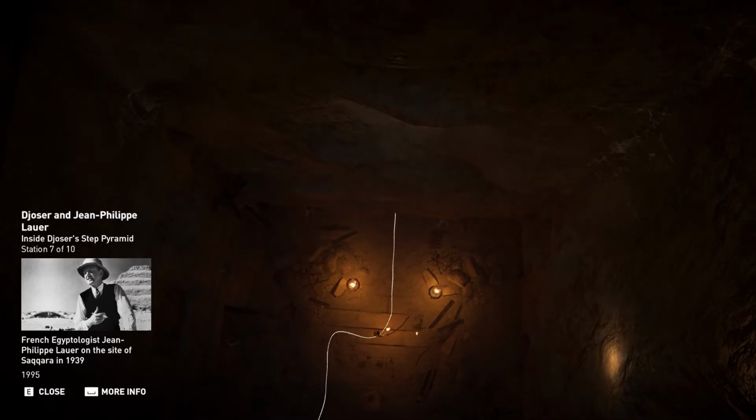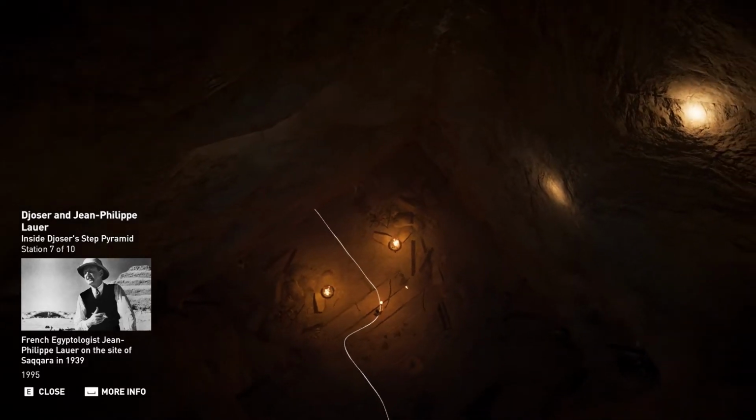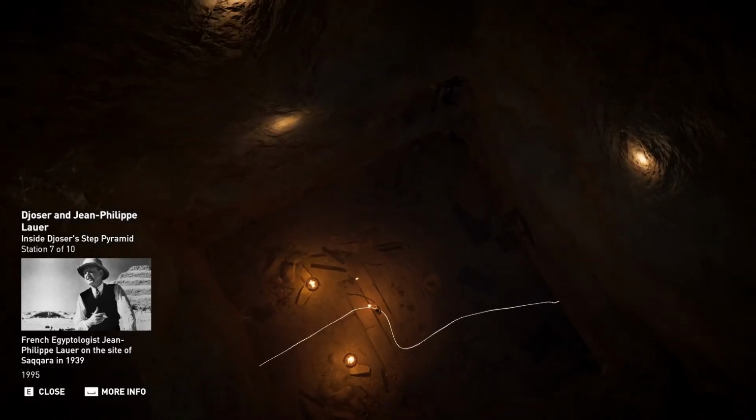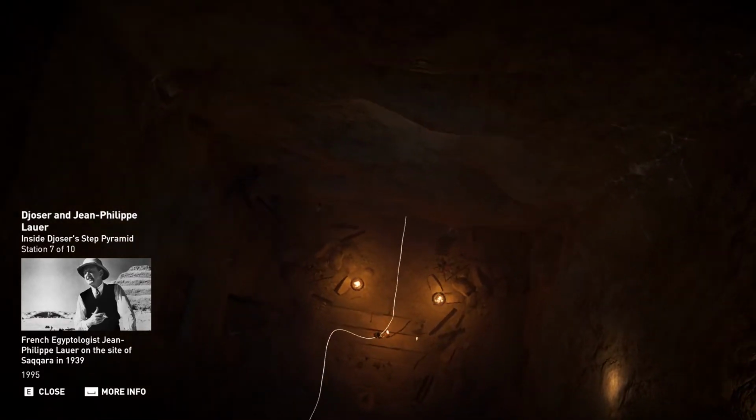All that remained was a left foot, found by French Egyptologist Jean-Philippe Lauer in 1934. This architect, who devoted his whole life to meticulously exploring the complex, believed it belonged to Djoser.